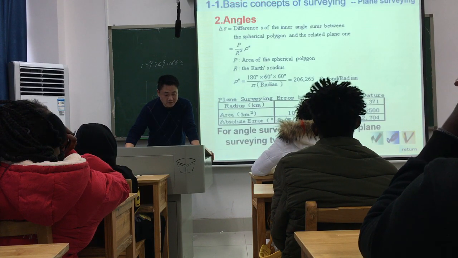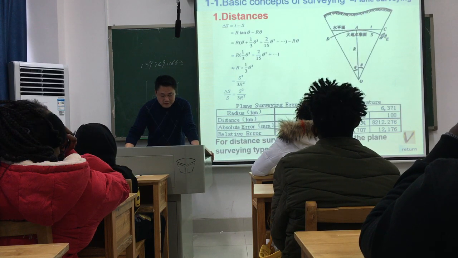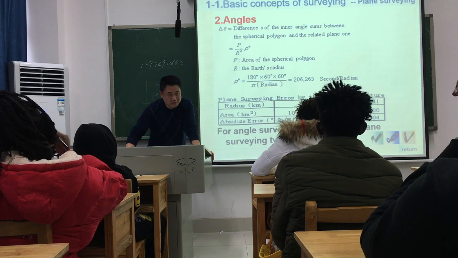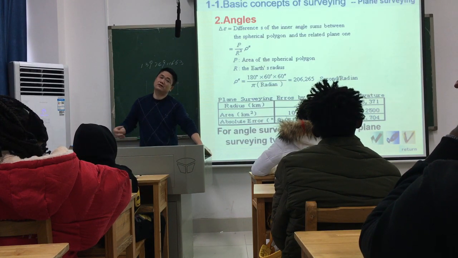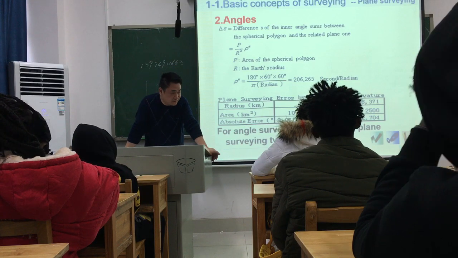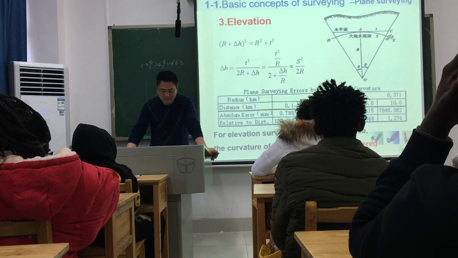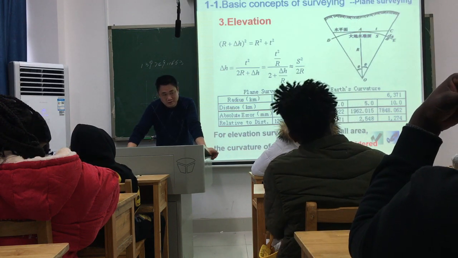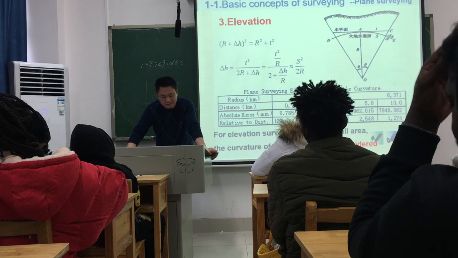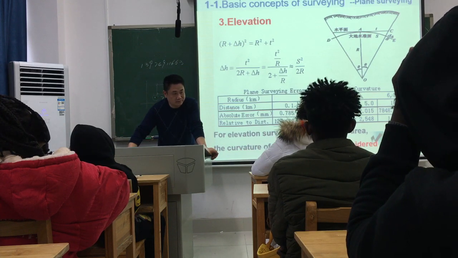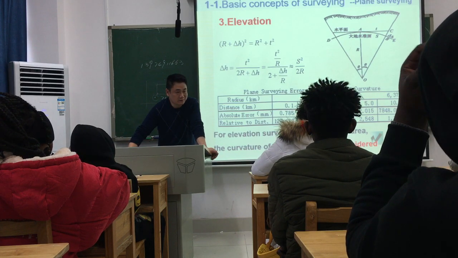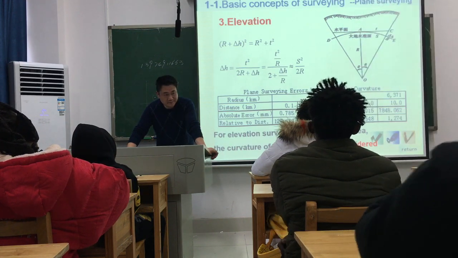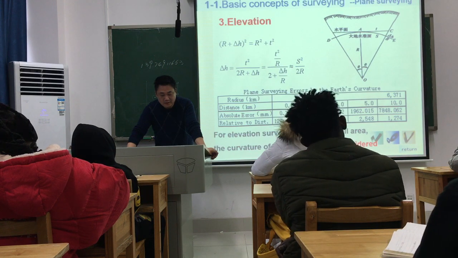For distance, 10 kilometers, and for angle, 100 kilometers square, we can think of the surface of Earth as a plane surface. But for elevation, even in a very small area, over a short distance, we must think the surface of Earth is curved. We cannot think of it as a plane surface. Okay, this is the difference.